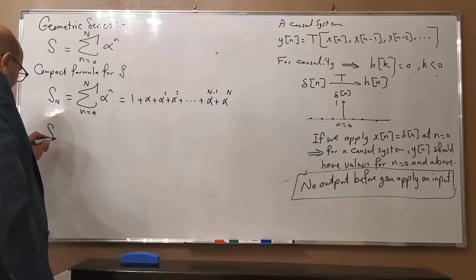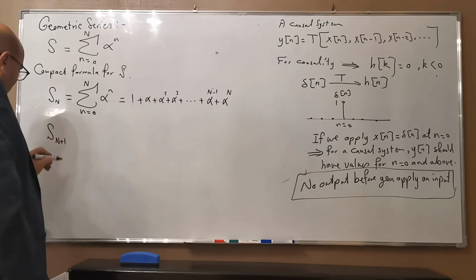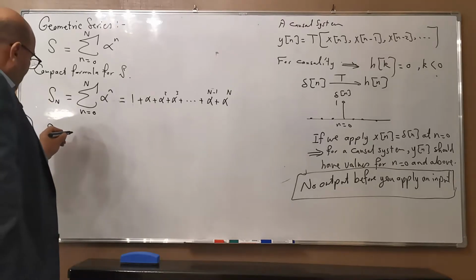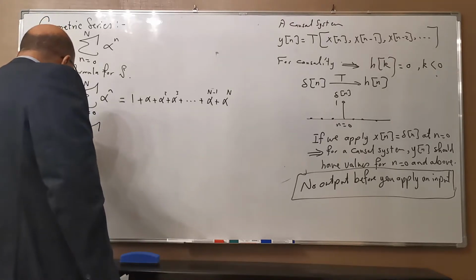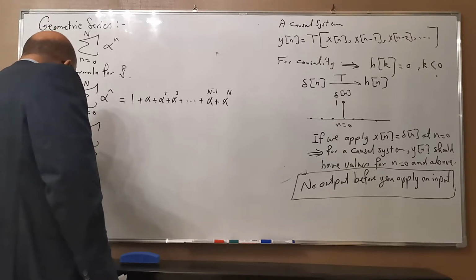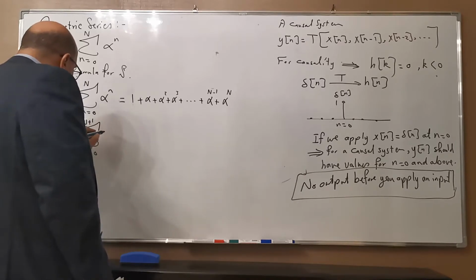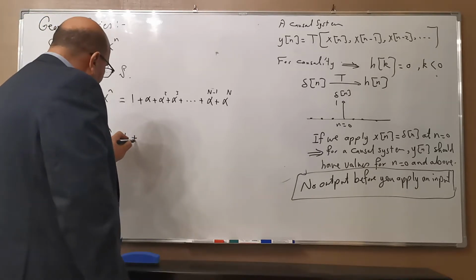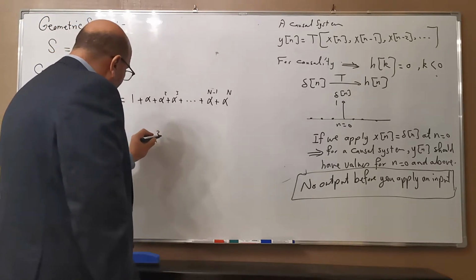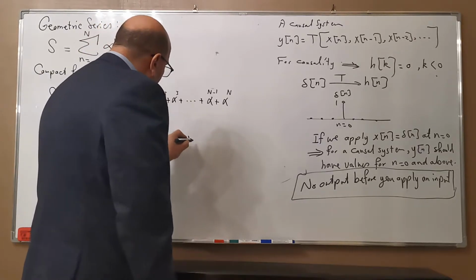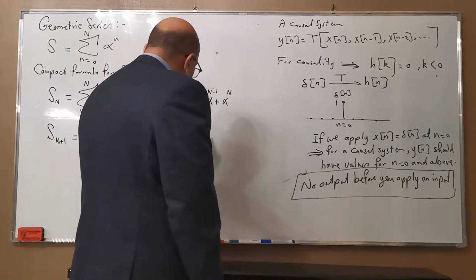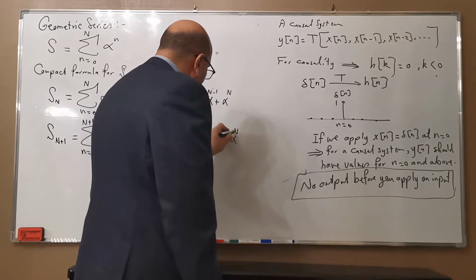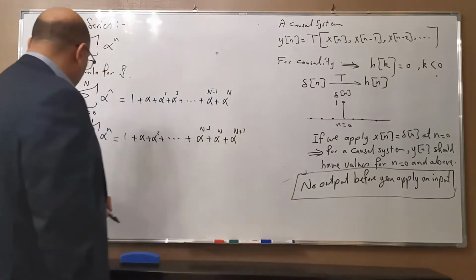Let's take S sub n plus 1. So we will increase this n by 1. So we will have the summation from n equals 0 up to n plus 1 of alpha to the n. This equals 1 plus alpha plus alpha squared, up to alpha to the n minus 1 plus alpha to the n plus alpha to the power n plus 1. Okay?